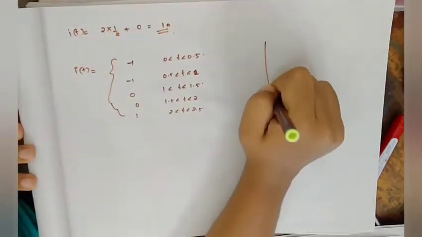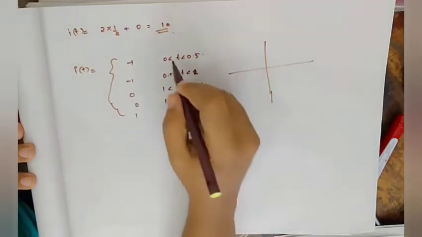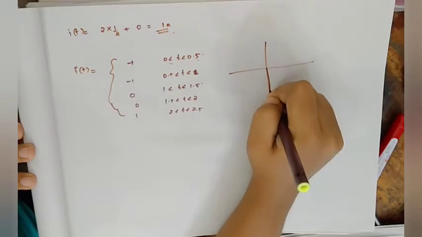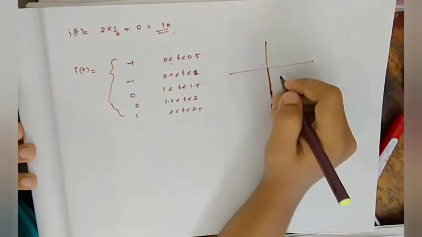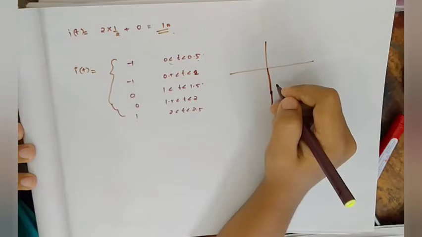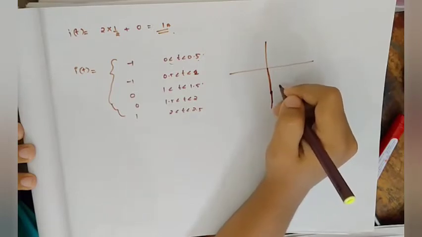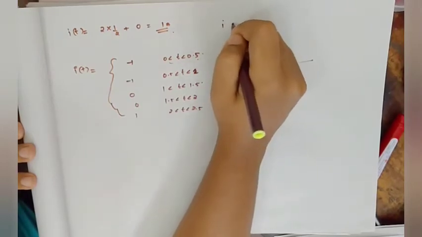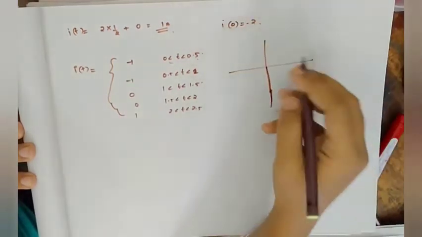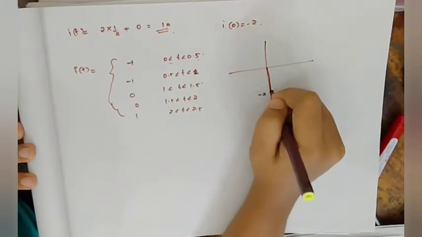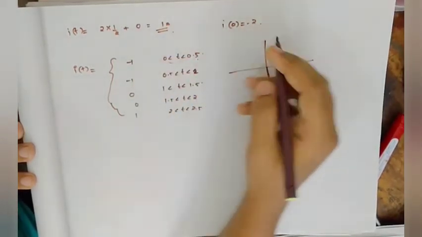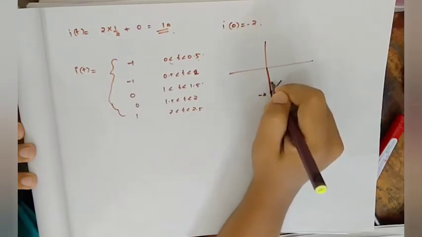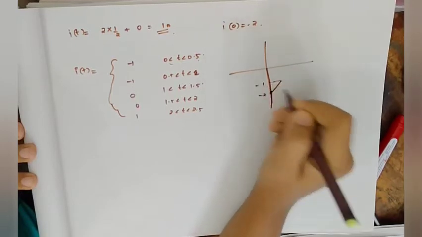So I'll plot it. I plot it for 0 to 0.5. From 0 to 0.5, it is minus 1. And exactly at 0, I of 0 is equal to minus 2. So it is starting from minus 2. From minus 2, 0 to 0.5, it is minus 1. When it reaches 0.5, it is minus 1.